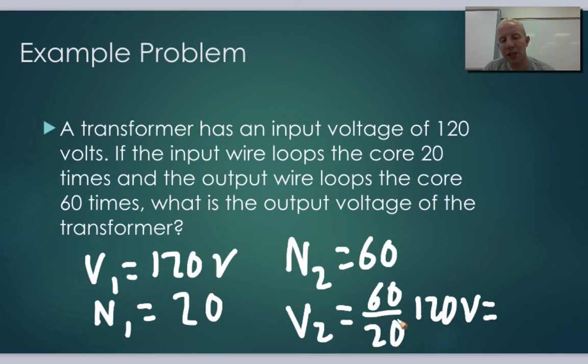Basically, 60 over 20 is 3, meaning there are 3 times more loops. So that just means we're going to have 3 times the amount of voltage, which gives us 360 volts. So that transformer will step up the voltage 3 times as much. And that's it. Simple as that.